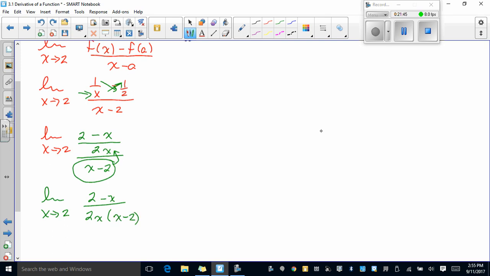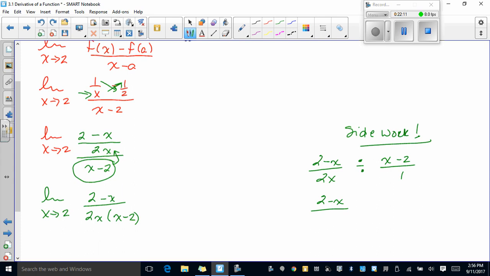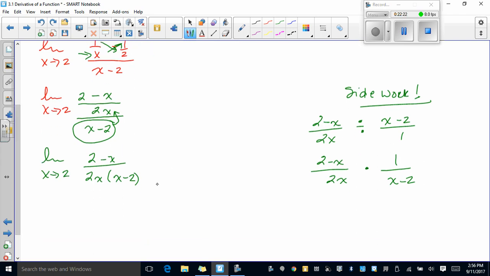I have 2 minus x over 2x divided by x minus 2. And we can make it over 1 so that we have a fraction, right? There's the numerator divided by x minus 2. So 2 minus x over 2x times the reciprocal, and we get back to this over here. Now, what I need to make sure that you're paying attention to, because if I throw 2 in still, I'm going to get 0 over 0. So we have to still do a little bit of math, and it's going to be on these guys here.